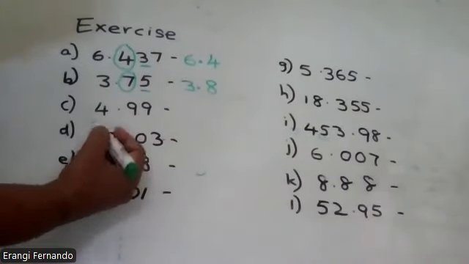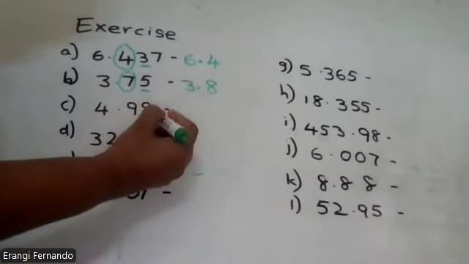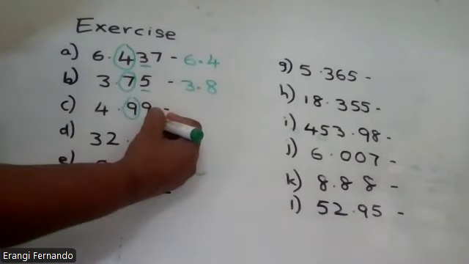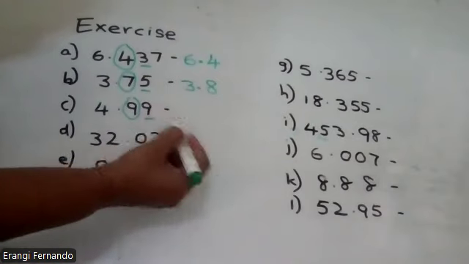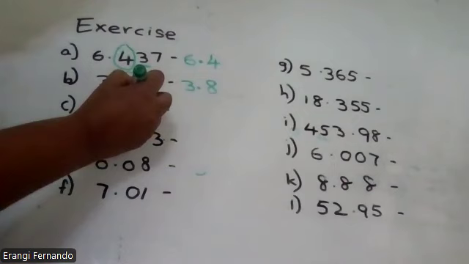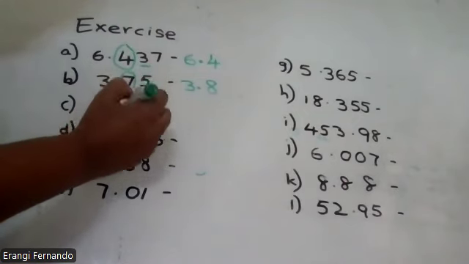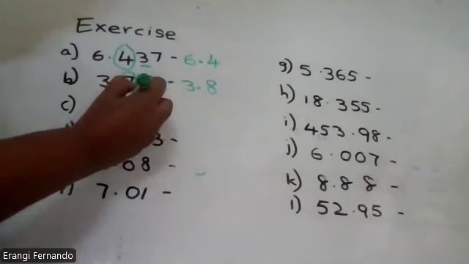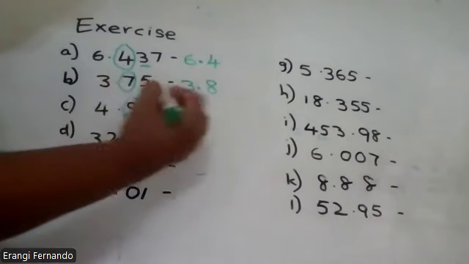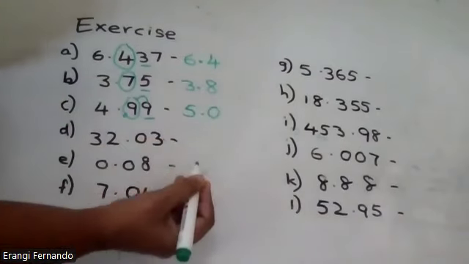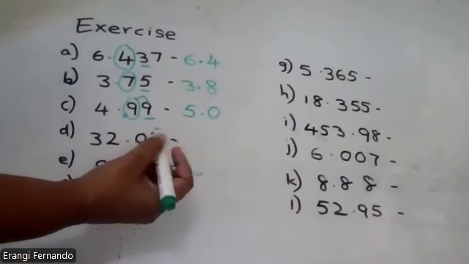Next one, 4.99. The first decimal is 9. You have to consider the next door value 9. It's more than 5. So when you add 1, it becomes 10. So we cannot write 10 here. The maximum number is 9, so we write 0 and then you have to give 1 to the unit. Then the answer is 5.0. If not, you can write 5.